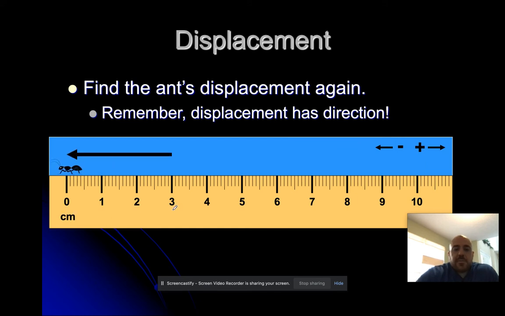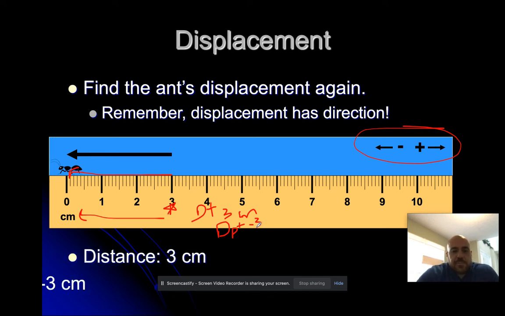All right. Now, the distance, where did he start? He started at 3, and he went to 0. So his distance, I'm going to put dt for distance, is 3 centimeters. His displacement, well, it's still 3. He went from 3 to 0, but since he went to the left, if you look over here, the key, always the left will be negative, I'll put dp for displacement, is negative 3. So in both cases, we knew how far he moved, 3 centimeters, but with displacement, we knew which direction he moved as well.